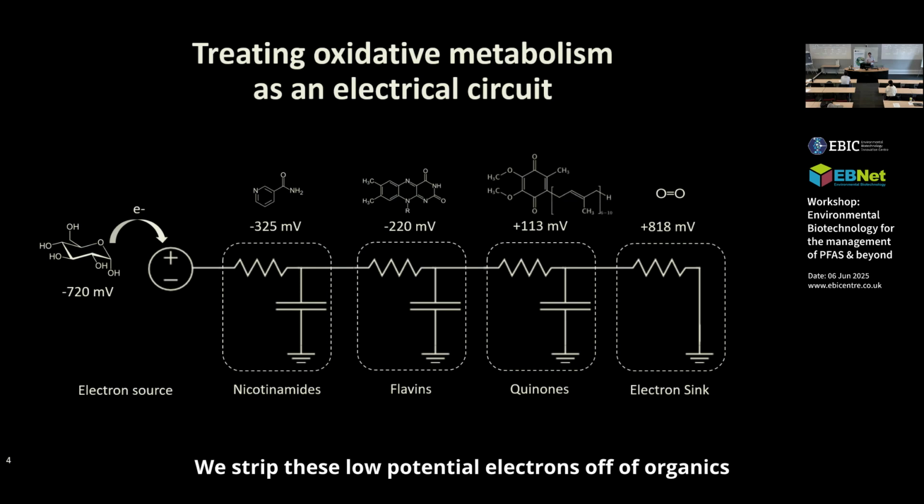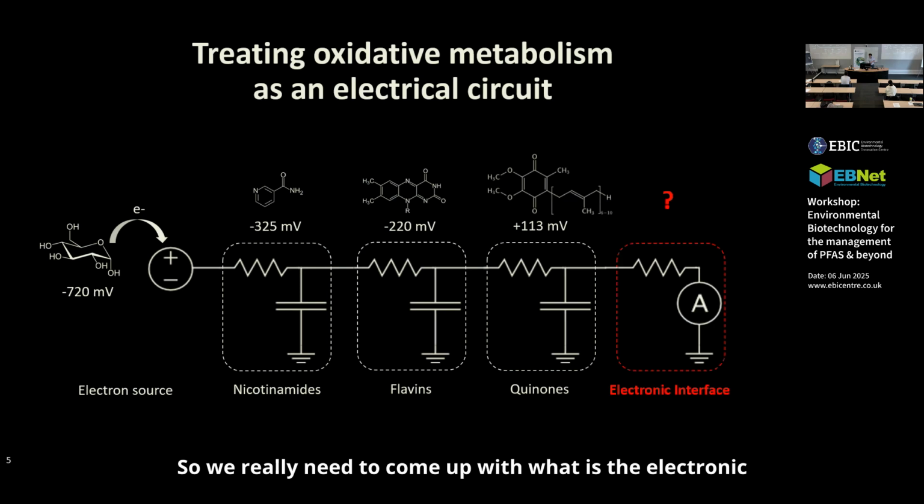We strip these low potential electrons off of organics like glucose. We hand them off to different redox carriers that have successively increasing potentials until we dump them off on an electron sink. And so we wanted to see if we could take this electrical circuit that operates in every cell on the planet and use this to build sensors out of. But right now we have no way of actually interfacing this with a device, right? Our terminal electron acceptor in this case is oxygen.